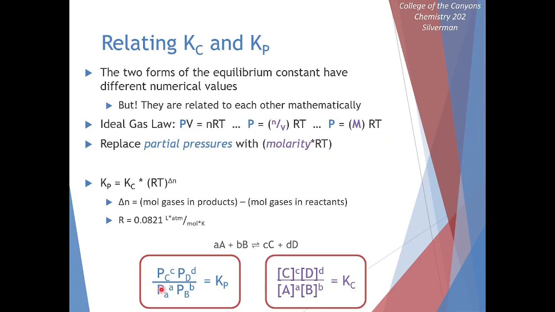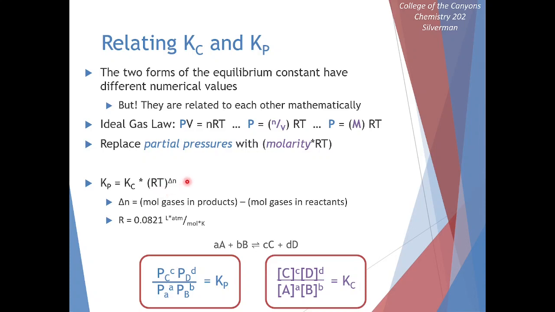If you take your Kp expression and replace all of these pressures with molarity times RT, we can derive a new relationship between Kp and Kc. The answer here is Kp is equal to our Kc times parentheses RT raised to the delta n. In this equation, R is just the gas constant from the ideal gas law. T is the temperature in units of Kelvin.